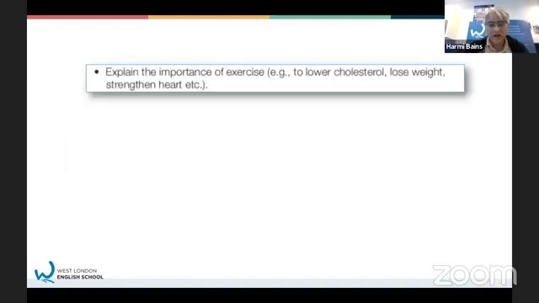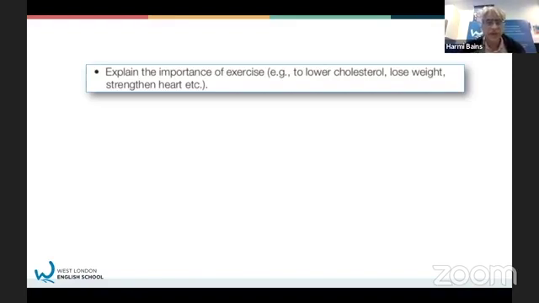Okay, the task, let's see, this is one of the tasks. You can see here it says explain. Explain the importance of exercise. And they've given you stuff in brackets. You've got to talk about lower cholesterol, losing weight, and strengthening the heart. Now, you don't have to talk about those things. The information they give you in brackets, it's just there to help you.